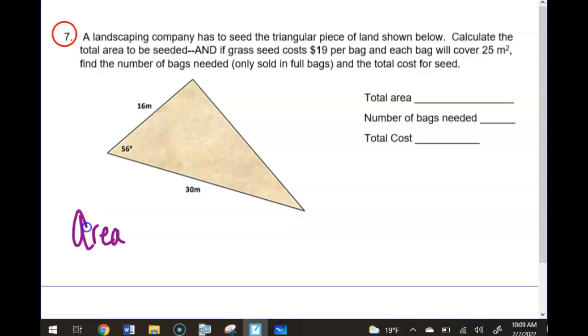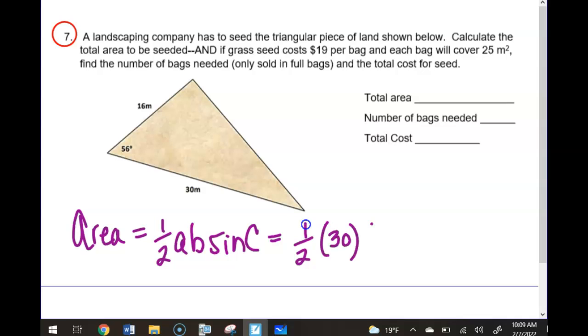Do we want to use Heron's formula? No, we could, but we'd have to find this side, and that sounds like a whole bunch of work. There's a really nice short area formula that says A equals 1/2 side A times side B times the sine of C. Do we have two sides and an angle in between? So all we have to do is type 1/2 or 0.5 times 30 times 16 times the sine of 56.